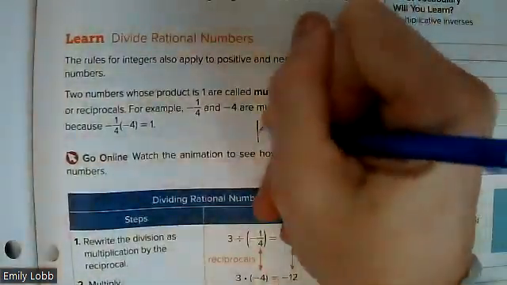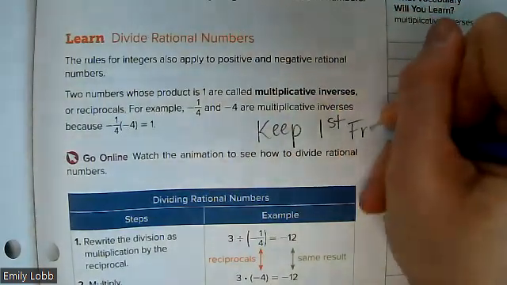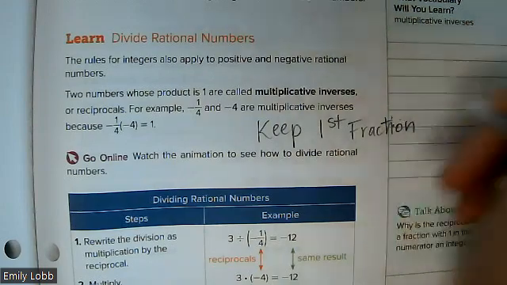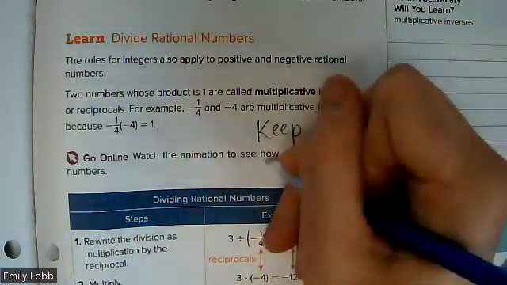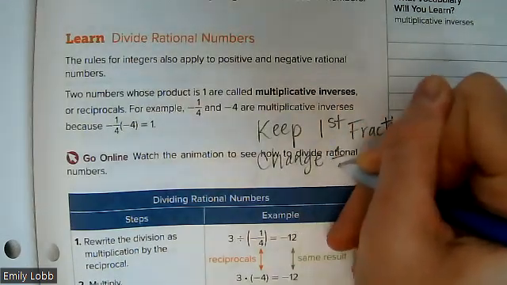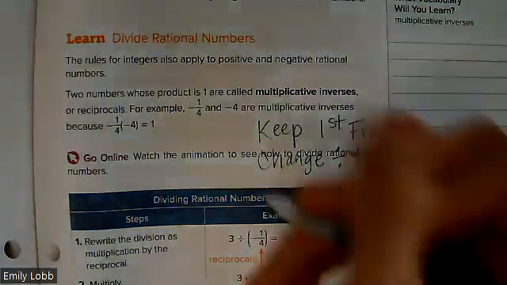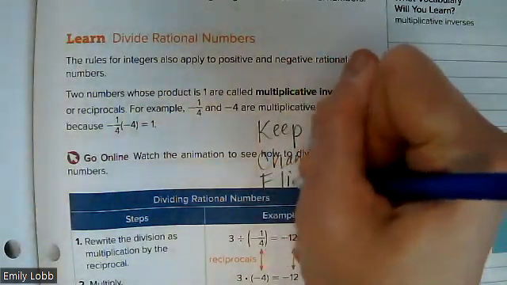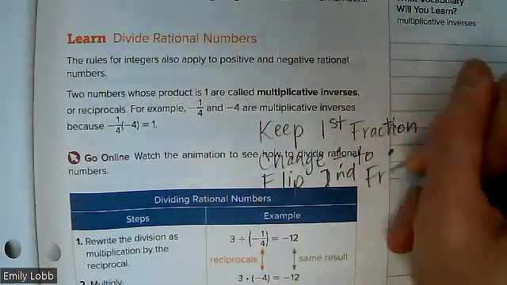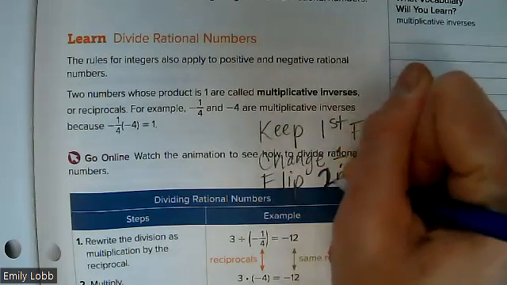Remember, we have to keep the first fraction. Then we have to change the division to multiplication, and then we have to flip the second fraction. Keep, change, flip.